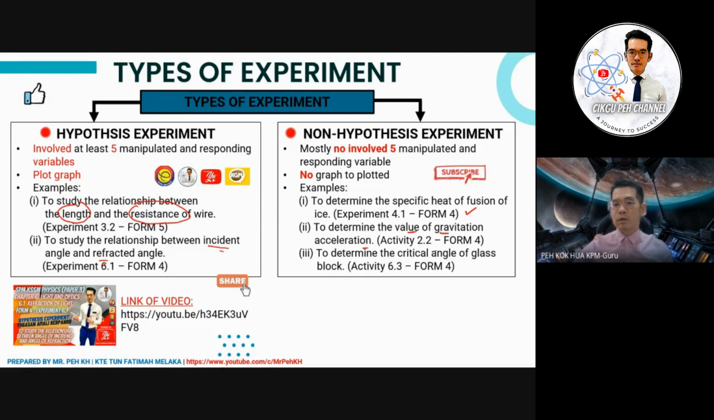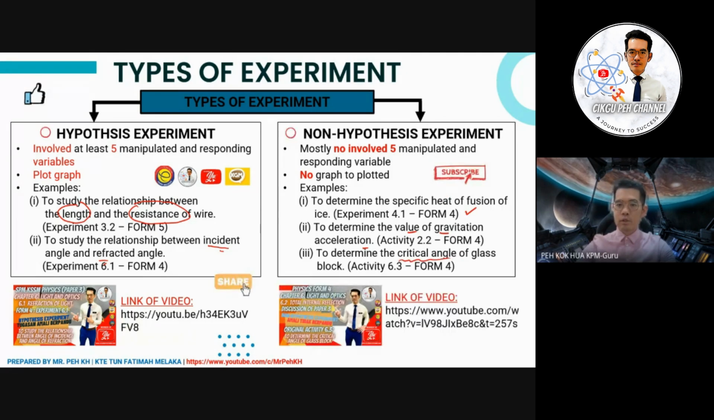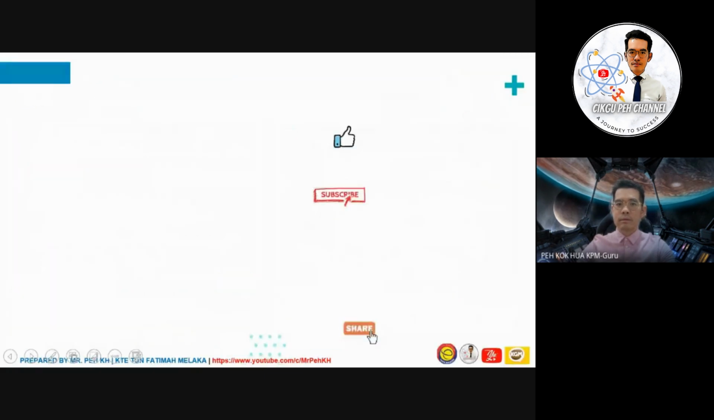So again, this is one of the values we want to get through the experiment. Here I have a video clip related to the type of experiment regarding the non-hypothesis experiment. You may click the link to reach the video and get to know more about this type of experiment. In this video, I'm going to discuss with you the type of experiment regarding the non-hypothesis experiment.